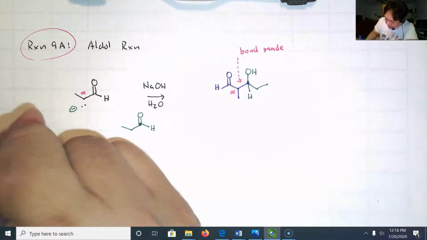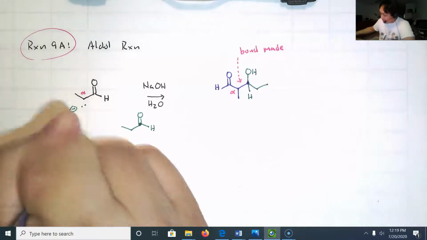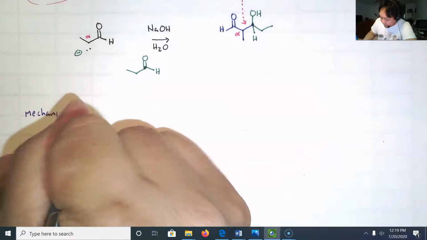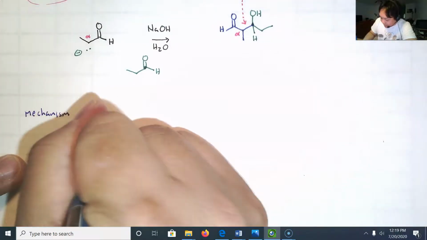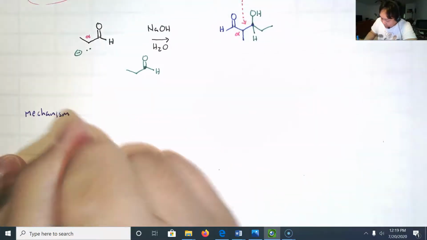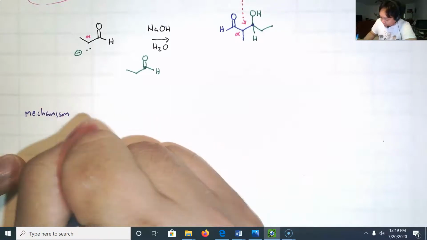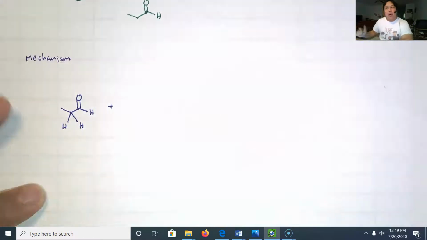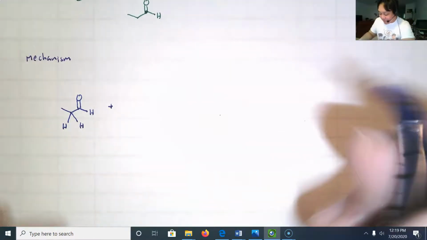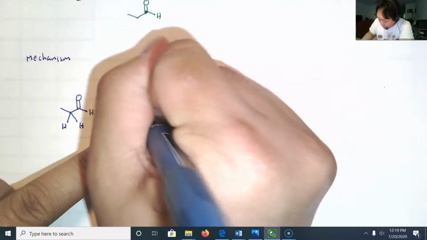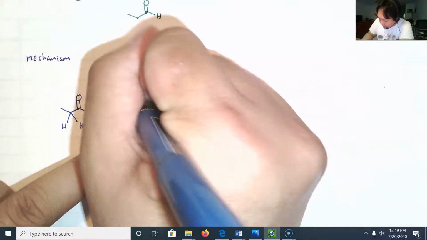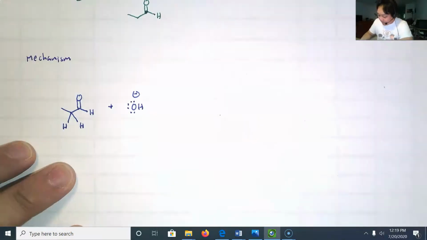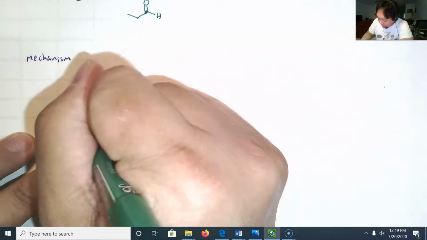Mechanism. The mechanism starts out with deprotonation. I did say we're using sodium hydroxide. Let's see if we could decipher why we want to use sodium hydroxide. We have OH minus. Yeah, this is good. We grab this hydrogen, proton.